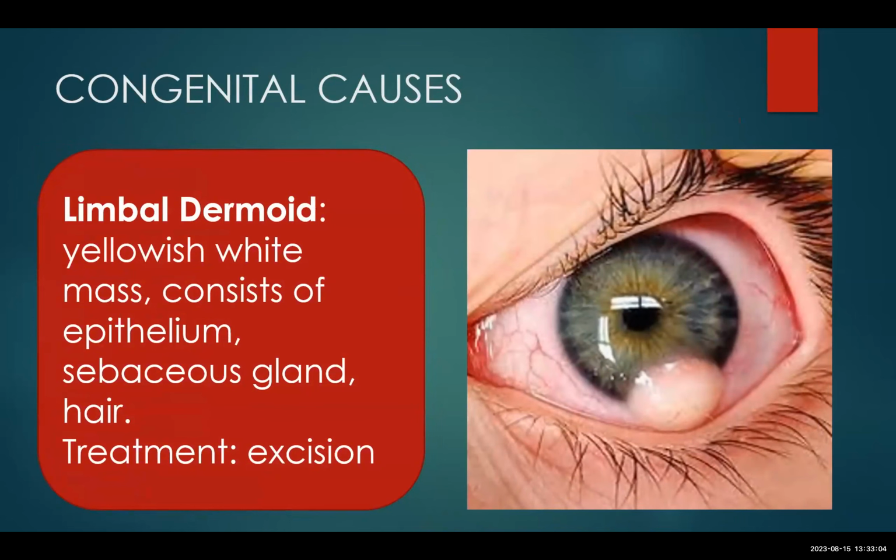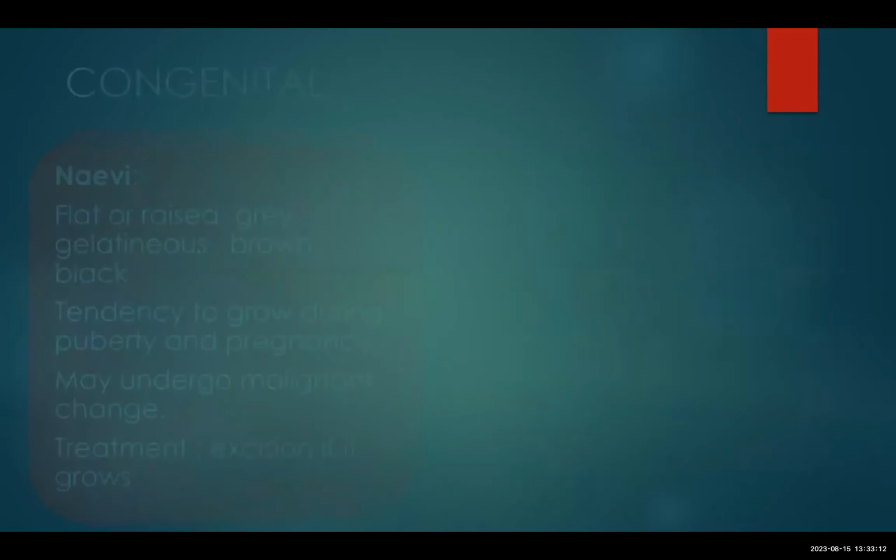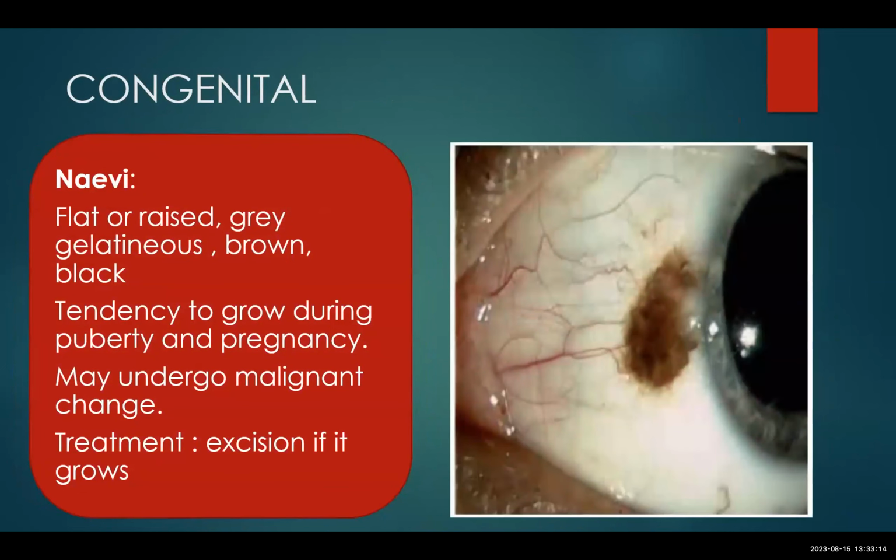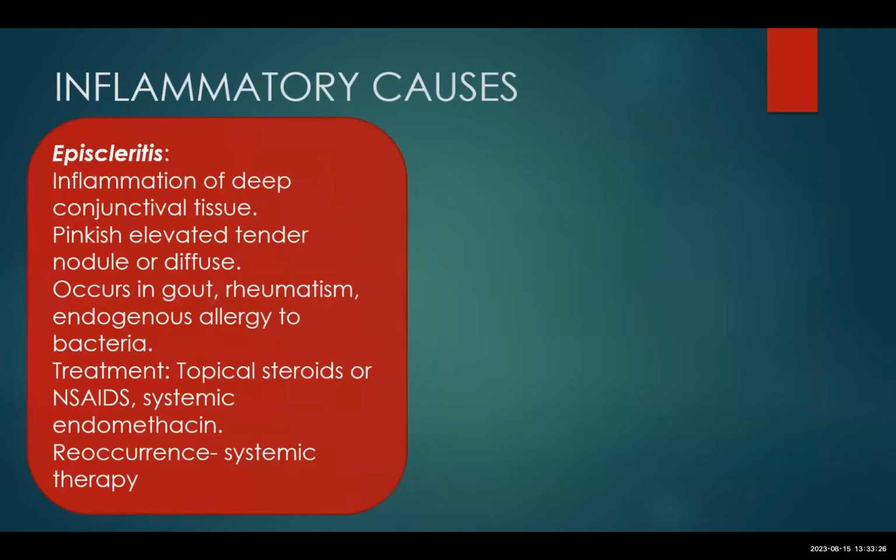First one is the limbal cause, limbal dermoid. As you can see, there is a whitish yellow mass which consists of epithelium, hair, and sebaceous gland. The treatment is surgical excision. Then we move on to nevi. It is flat or raised. It can be gray, gelatinous, or brown or black in color. It has the tendency to grow in puberty and pregnancy. It may undergo malignant changes. Therefore, surgical excision is advised.